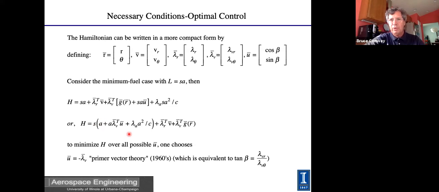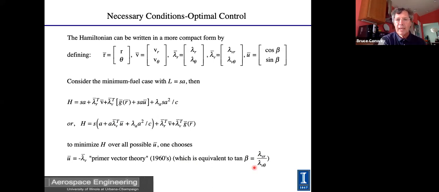And now if I apply Pontryagin minimum principle to minimize H over all the possible U's, well, U appears in only one place, right there. So to minimize the Hamiltonian, I choose U to be in the opposite direction from the lambda V vector, which is this vector up here. That makes this as negative as possible. And one can show without much difficulty at all that what that implies then is that the optimal thrust pointing angle beta is the arctangent of the ratio of one of these co-state variables over the other, the lambda VR over the lambda V theta.